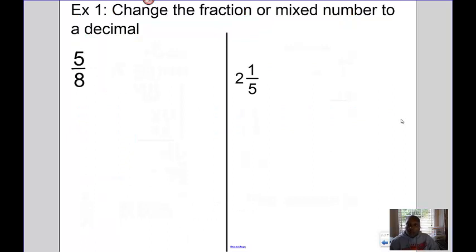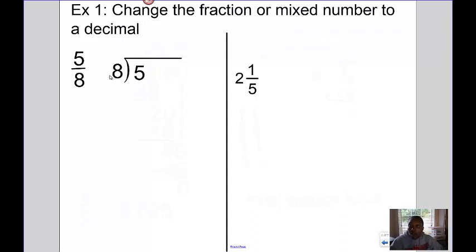So let's change this fraction or mixed number to a decimal. So let's start with 5/8. So what I want to do is convert 5/8 and change it to a decimal. But I'm not changing the value of the number. It's still going to be equal to the same thing. It's just they'll be in two different forms. One is in fraction form, but one is in decimal form, but they actually equal each other. So I'm going to divide the numerator by the denominator. The numerator always goes inside the house. So your top number goes in the house. So I'm going to put the 5 inside and the 8 outside.